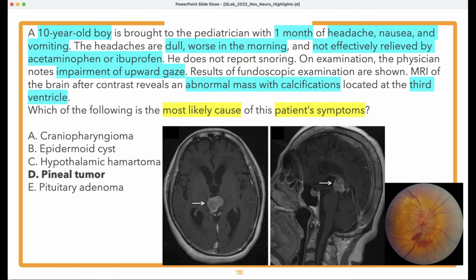Now the other answer choices, in case you selected that, pituitary adenoma, as well as craniopharyngioma, would be more consistent with seeing bitemporal hemianopsia on visual field testing, not so much impairment of upward gaze. Hypothalamic hamartoma would be associated with some endocrine issues, hormonal imbalances. An epidermoid cyst is more within the skin and layers of the skin, not that deep within the brain, and wouldn't be causing that intracranial pressure. So the answer choice here, like you guys picked, is D. So great job on this first question.